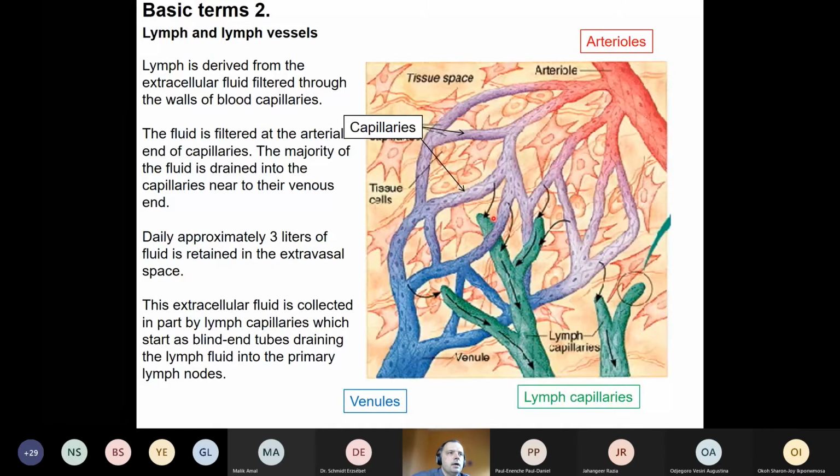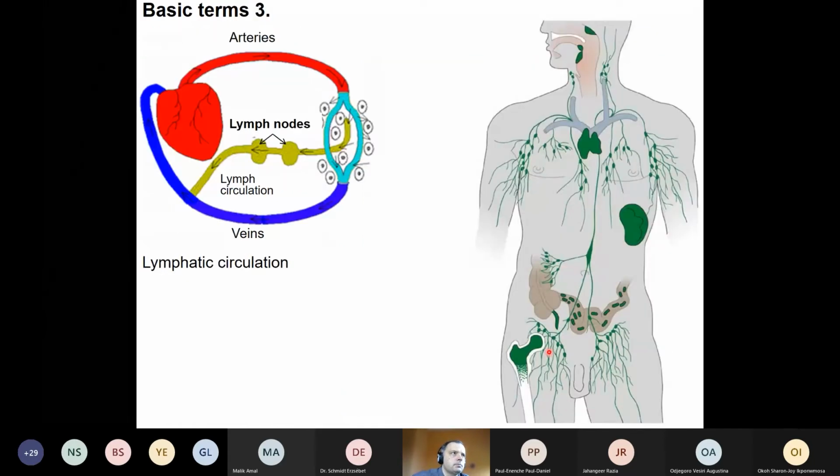And these green highlighted vascular structures are the lymph capillaries. They will pick up this fluid to drain this away from the tissues. And these lymph capillaries will transport this lymph fluid into the lymph nodes.